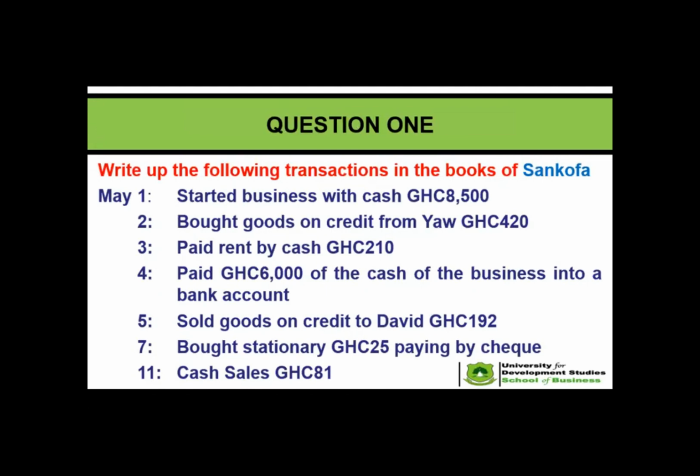It says: write out the following transactions in the books of Sankofa. We are going to open accounts. This one we are going straight to opening of the accounts. Good. Before you open the account, you need to identify the accounts involved in the transaction. For every business transaction or event, there are two major accounts involved. There's one that is giving out, there is one that is receiving. And you need to know.